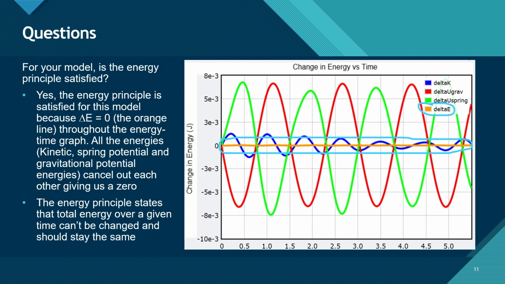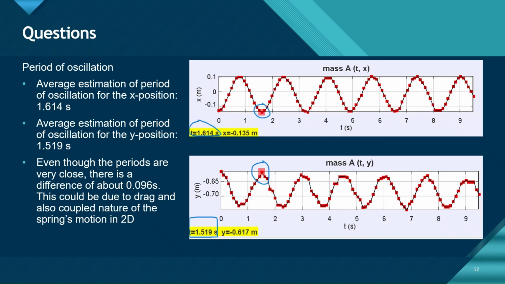Moving on to the questions: is the energy principle satisfied? Yes, in this case, the energy principle is satisfied because delta E is 0. As we can see in the graph, the orange line represents the delta E, which is 0. All the energies, in this case the kinetic energy, spring potential energy, and gravitational potential energy, just cancel out with each other.